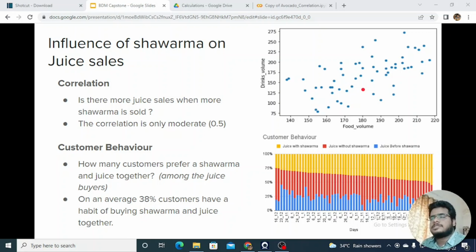After all those calculations, removing outliers and data cleaning, the correlation that we got is 0.5, and it is not a bad correlation. It's a moderate one. We can actually see that in the scatter plot also. Since the correlation is only moderate, we cannot say that there is any causation, but still there is a moderate correlation between the shawarma and juice sales.